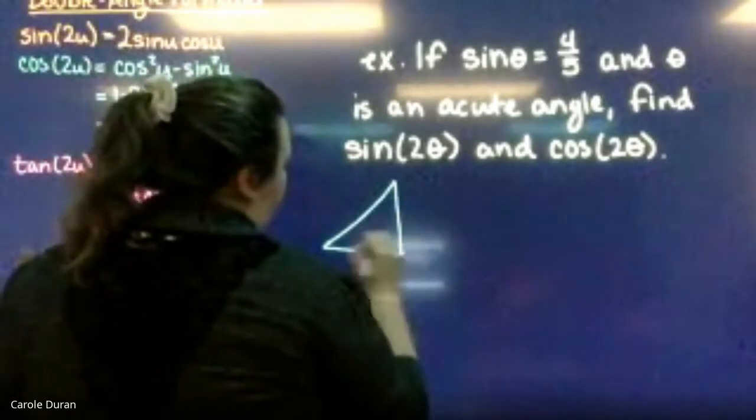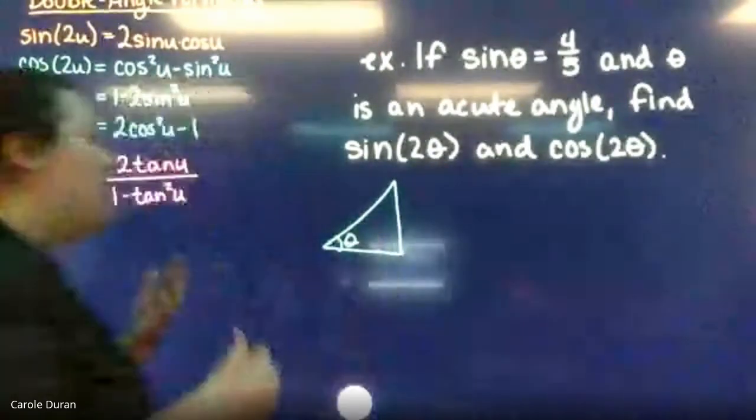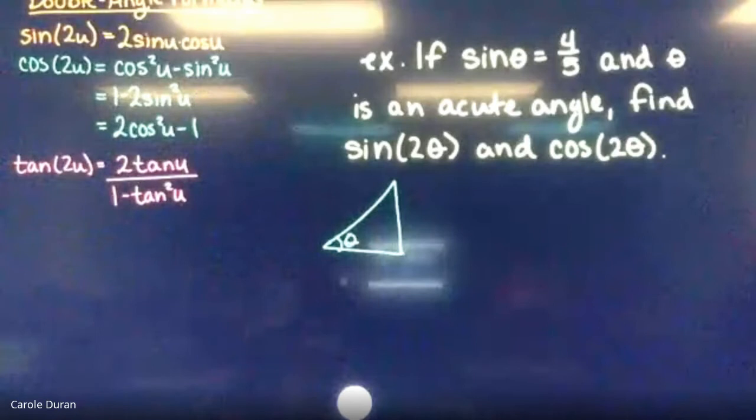I'm going to pick one of the acute angles to be my angle theta. It does not matter which one you choose. I always like to choose the bottom left one. I don't know, it's just habit for me. And then I need to look at the information that I have been given. So I have been given that the sine of that angle theta is equal to 4 over 5. How does that help me assign side lengths for this triangle?